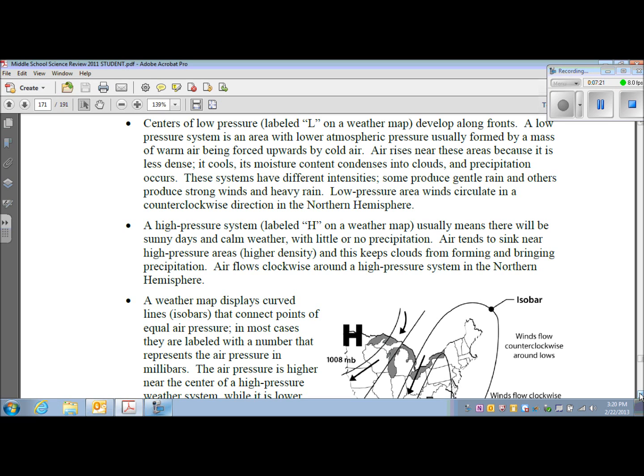These systems have different intensities. Some produce gentle rain, and others produce strong winds and heavy rain. Low pressure area winds circulate in a counterclockwise direction in the northern hemisphere.